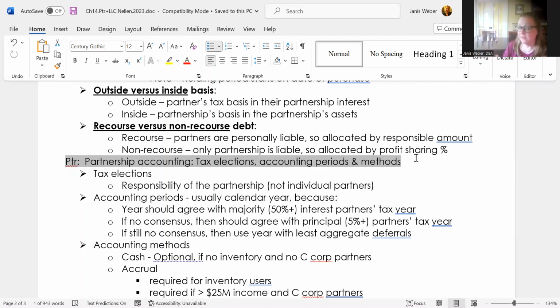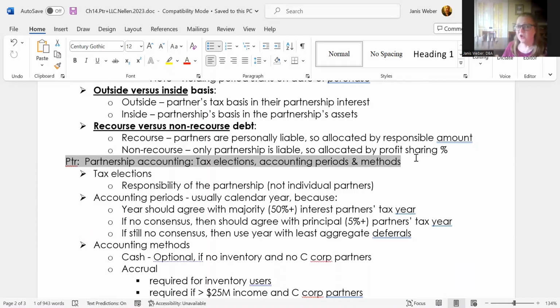The stuff we just talked about was how the partner decides what their basis is in that partnership interest. The inside basis is the basis that the partnership is showing in the assets that they're holding. So those assets that got transferred in to start the partnership, or assets that were acquired later, the inside basis includes the basis in those assets that the partnership is now holding.